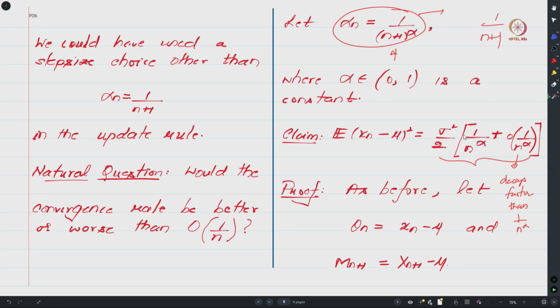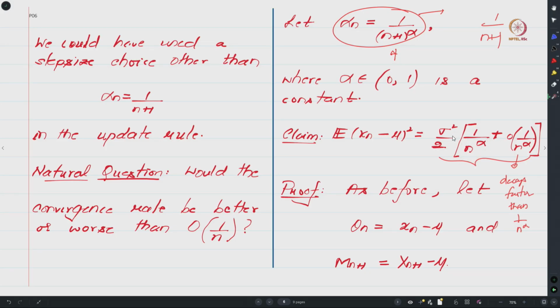So what this tells us is that if you choose such a step size, then the squared error is actually decaying at a slower rate compared to what had happened when we had chosen the step size sequence 1 over n plus 1. Recall that then the error actually decreased at the rate 1 over n, but here we are saying that the error will actually decay only at the rate of 1 over n to the power alpha, which suggests that choosing this step size is actually bad from the perspective of this convergence rate.